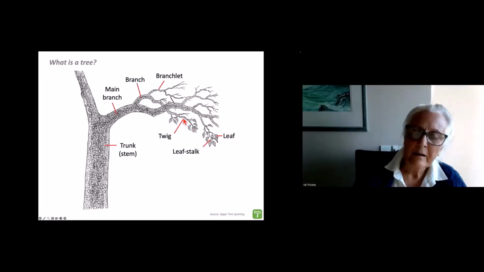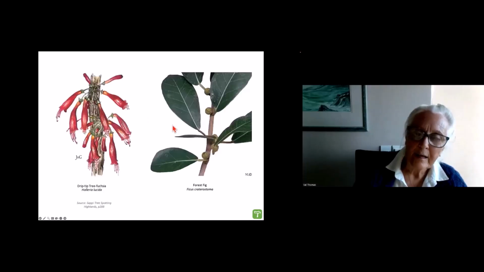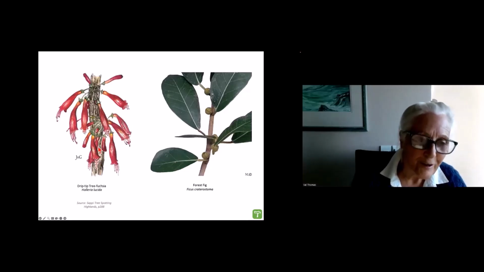So when you read what the text says in a book, or you read what the app says, you need to really focus on what the app is trying to tell you. Now, for example, this is a Halleria lucida. It is a tree fuchsia.